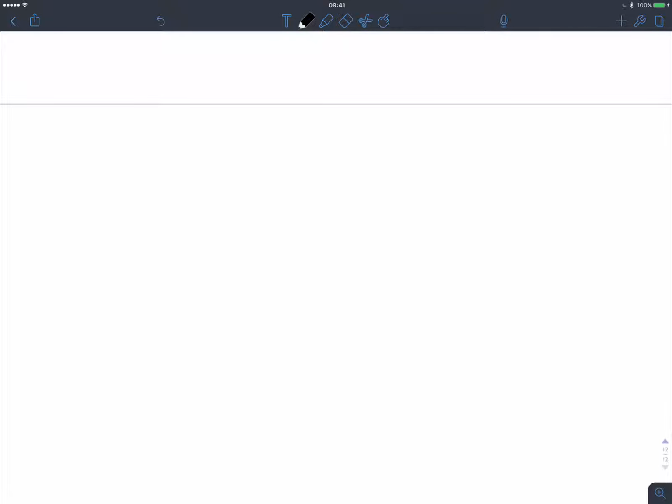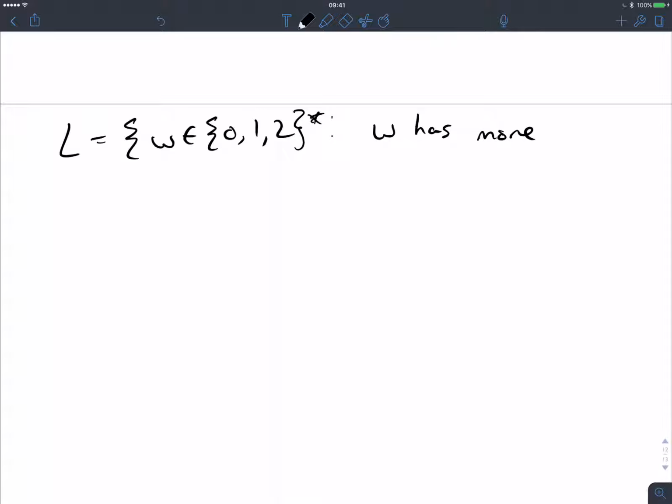So I'll answer one that was on Piazza that I put as a daily exercise. W in {0, 1, 2} star. W has more 01 substrings than 10 substrings. If this was instead over {0, 1} star, it's regular. But if it's over {0, 1, 2} star, it's not regular.